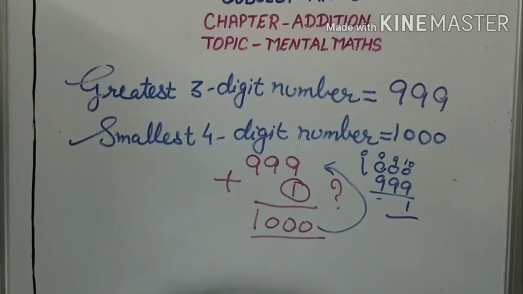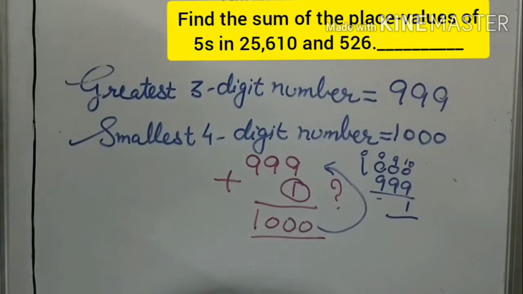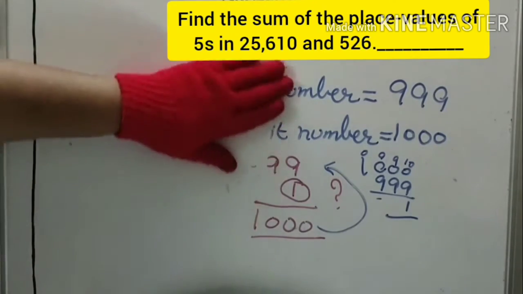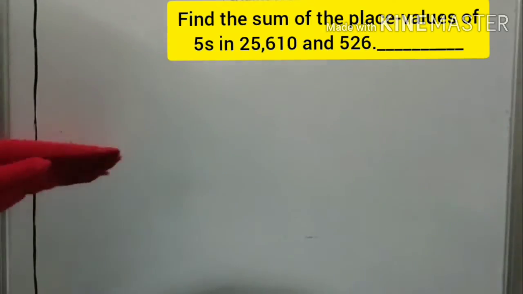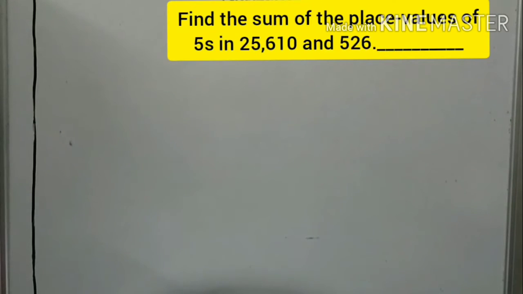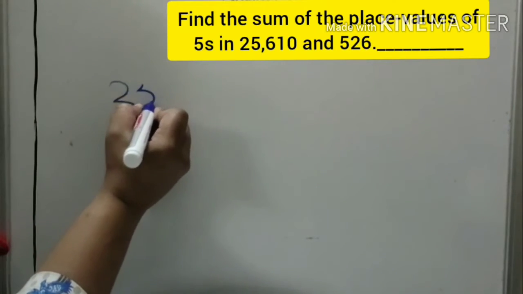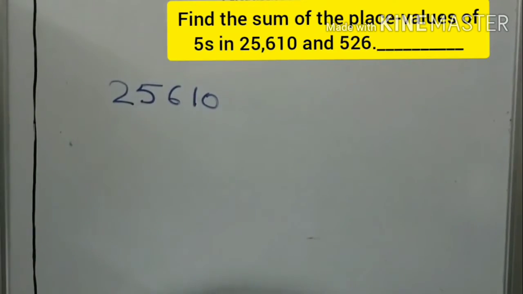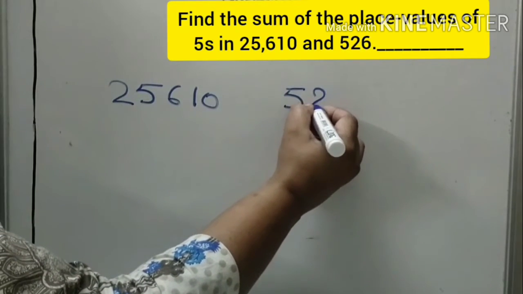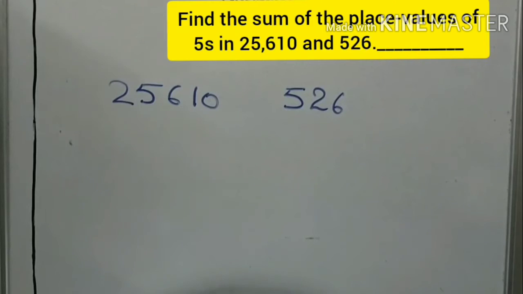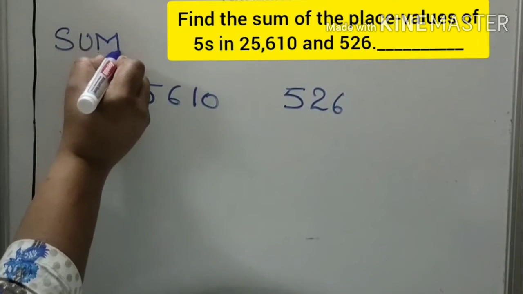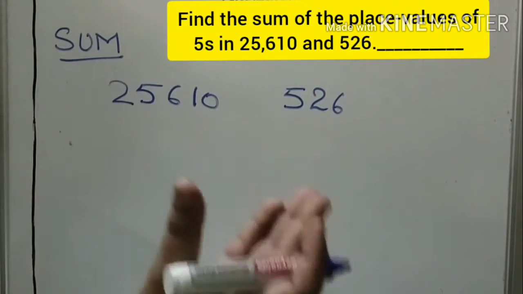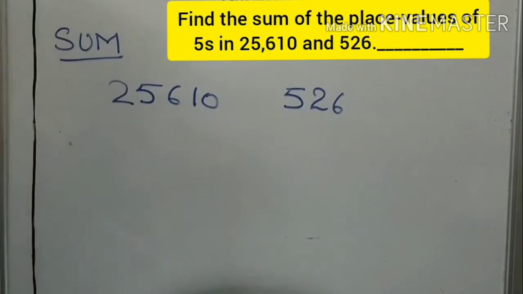Okay children, I hope it is clear to you. Now our next question is, find the sum of the place value of 5s in 25,610 and 526. Now children, we have two numbers. One is 25,610 and the other one is 526. Children, we have to find out the place value and we have to find its sum. Sum, children, all of you know the meaning of sum. Yes, sum, the number which comes after adding. Okay, the answer of addition is sum.